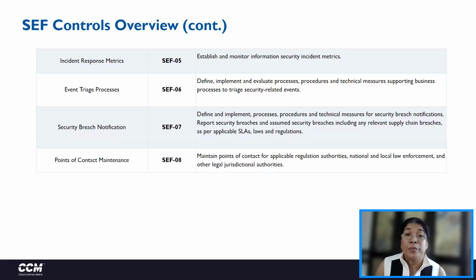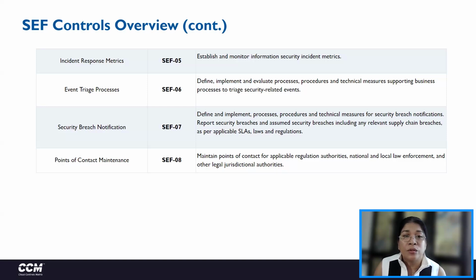SCF-07 is the security breach notification control, and this is a shared independent control, both for the CSP and the CSC, who are responsible for reporting security breaches, including any relevant supply chain breaches, as per applicable SLAs, laws, and regulations.